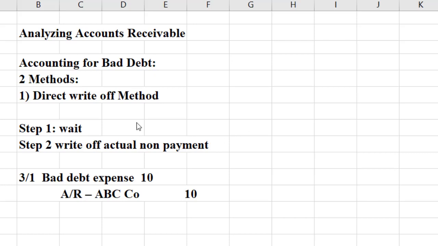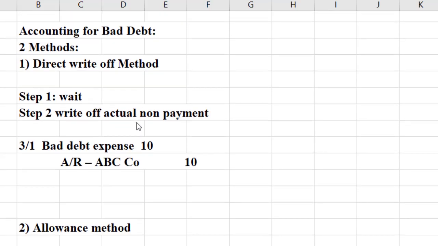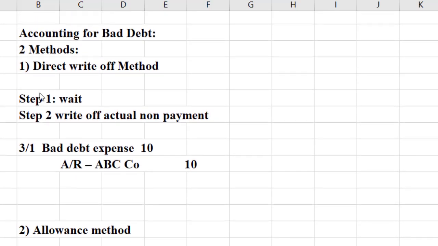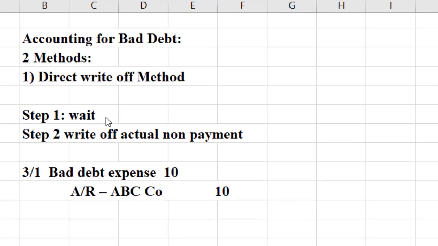Well, there's two methods, and the first method completely ignores any of that. The first method is called the direct write-off method. Under the direct write-off method, there's no estimate made. I put step one, well, that's not really a step you see in the book, but I wanted to emphasize that nothing is done. The receivable is reported at what the receivable is. No estimate is made of what the amount is going to be that's not going to be collected.